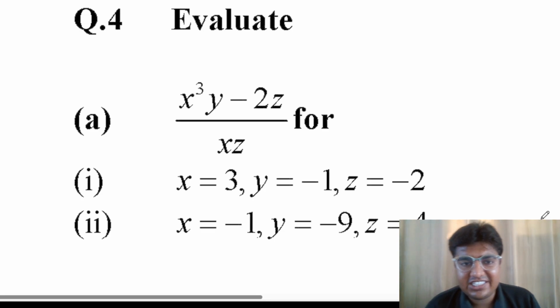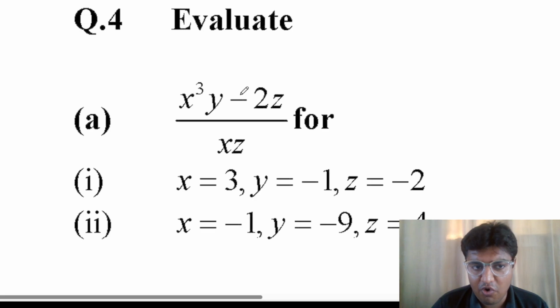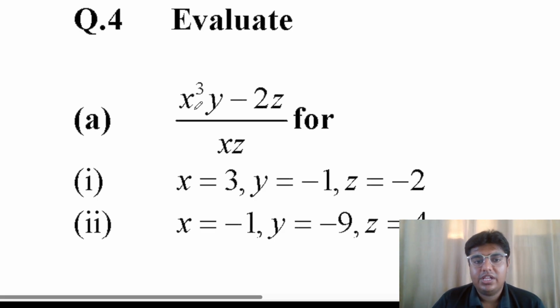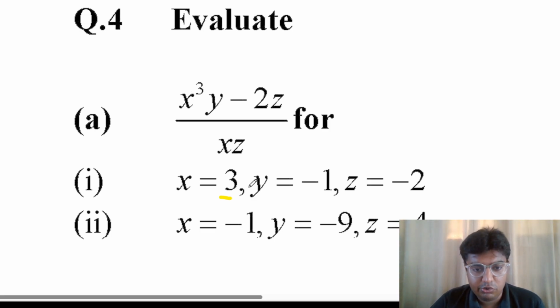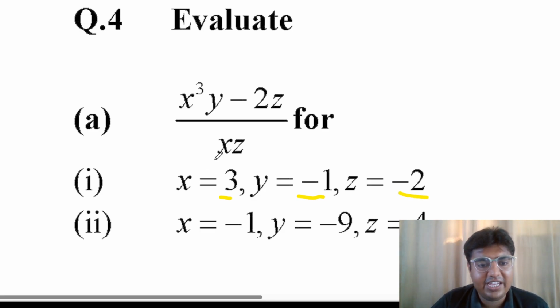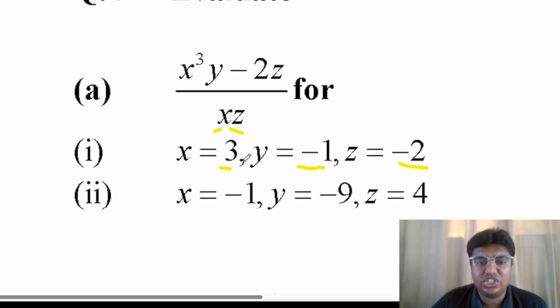We are doing exercise 4.1, question number 4, which is very easy. Evaluate. Be careful that here you only have to put the values. If I talk about part 1, x equals 3 means I will just put 3 here. It will become 3 to the power 3, means 3 cubed. Y equals -1 means I will just put the value of y, -1, over here, and then z equals -2 here as well, and you can just solve.